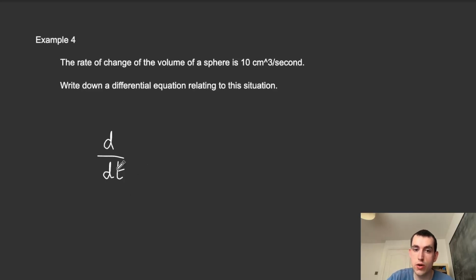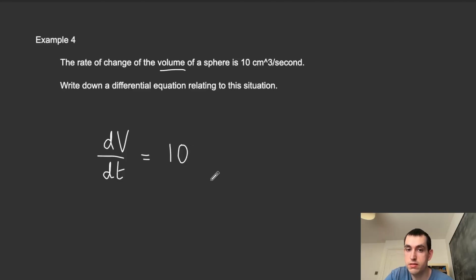What is it the rate of change of? It tells us it's the rate of change of the volume. As long as you define your letter, you could call volume X if you really wanted to. I'm going to call it V for simplicity's sake. What does it tell us the rate of change of the volume of the sphere is? It tells us it's 10.